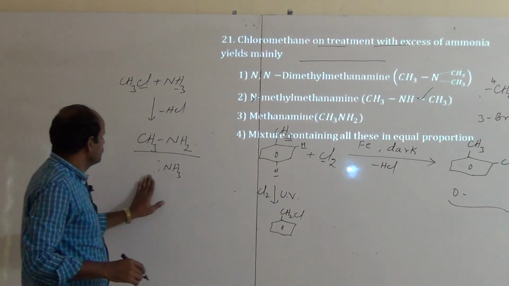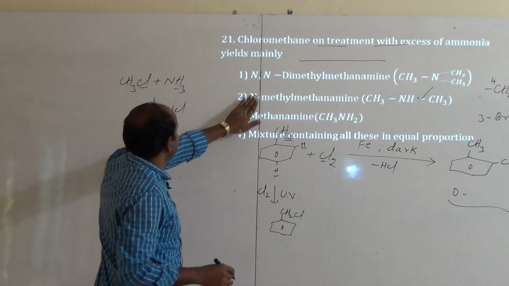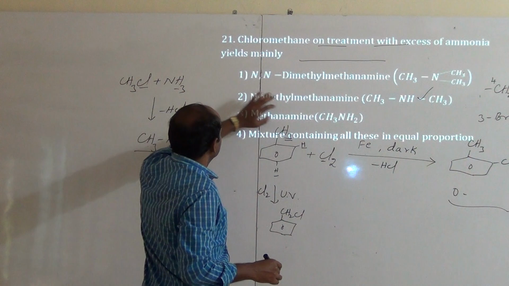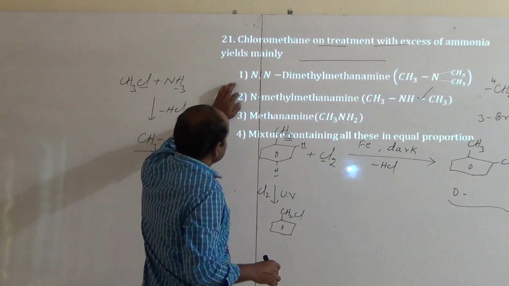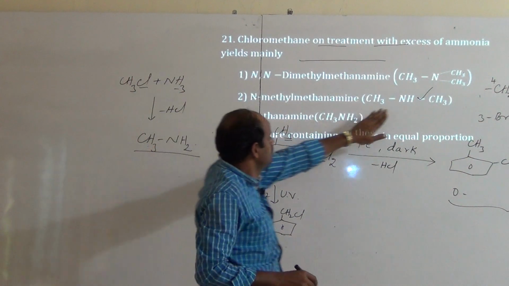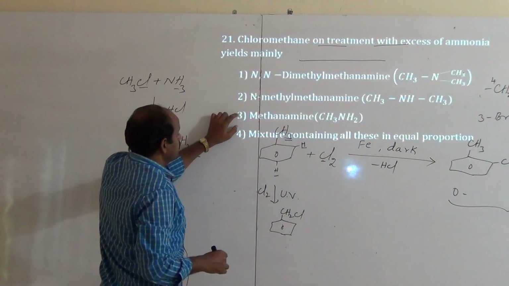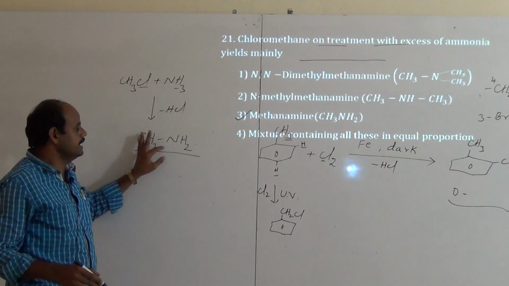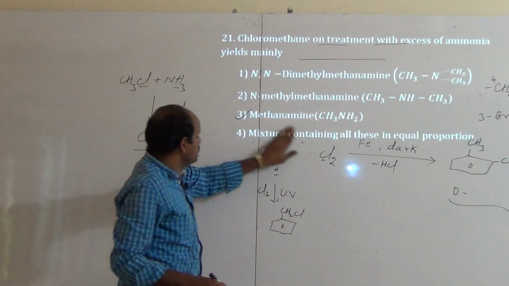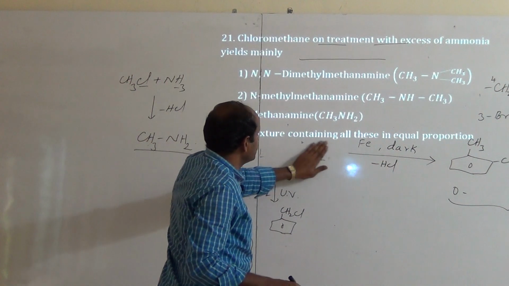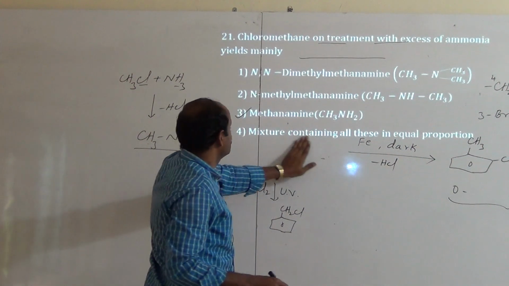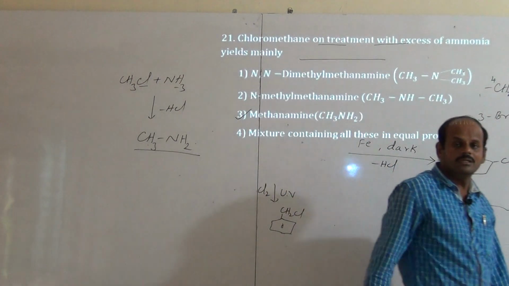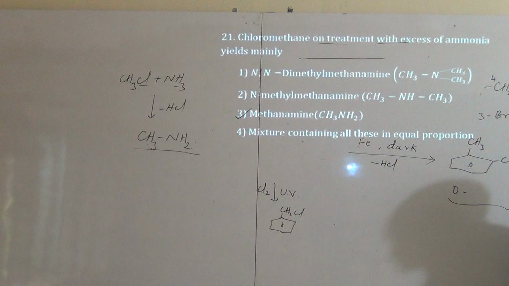Okay, thus which option is methanamine? See, N,N-diethyl methanamine, is it correct? No. N-methyl methanamine, is it correct? No, this is also wrong. Methanamine. So it is the product formed in this equation, this only, CH3NH2. And the fourth option is given as a mixture containing all these in equal proportions. Is it correct? No. Thus what is the correct option? Third option is the correct one. Okay.